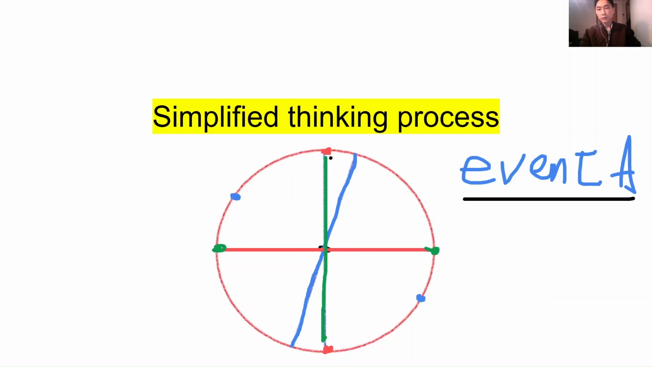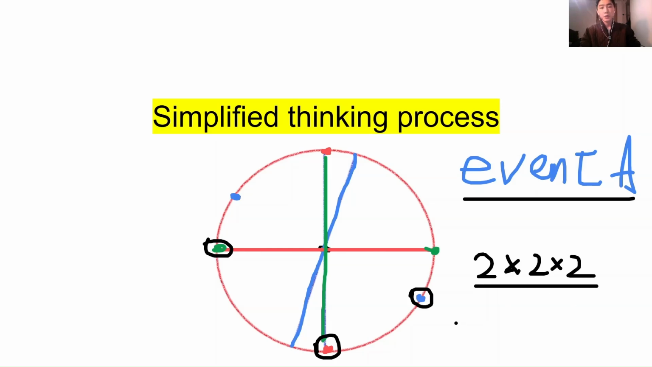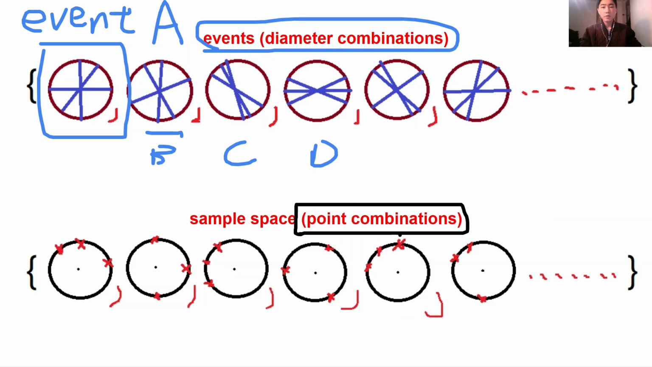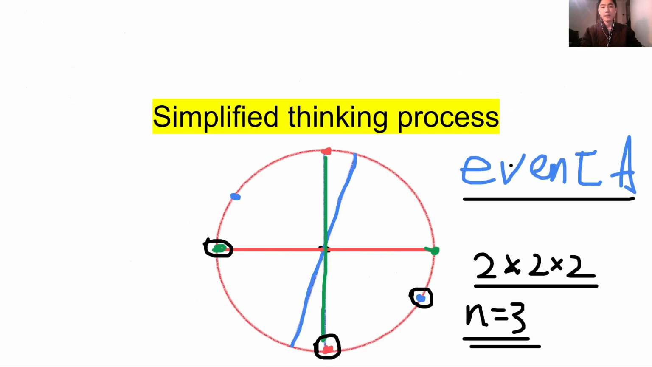For this red one, we can pick this. For this blue one, we can pick this. For this green one, we can pick this. All right, so all the combinations are 2 multiplied by 2 multiplied by 2, and we do it 3 times because now the case is n equals 3. So basically, the whole point combinations that belong to event A is 2 to the power of n.